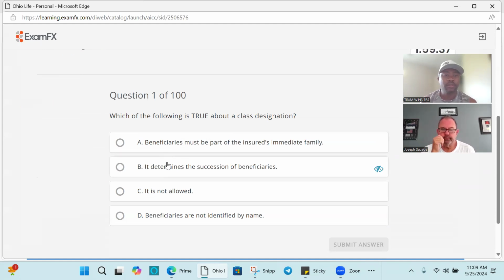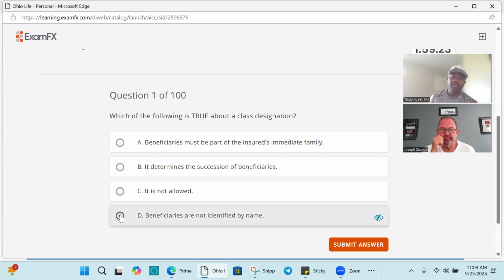So all my children is a class of beneficiaries. Really it should be yes. Must be part of the insured's family? No. Remember, beneficiaries can be anybody. They don't need to be identified by names. Instead of listing out all my children, you could say all my children. Yes, that's what we do on a beneficiary. So that's the answer.